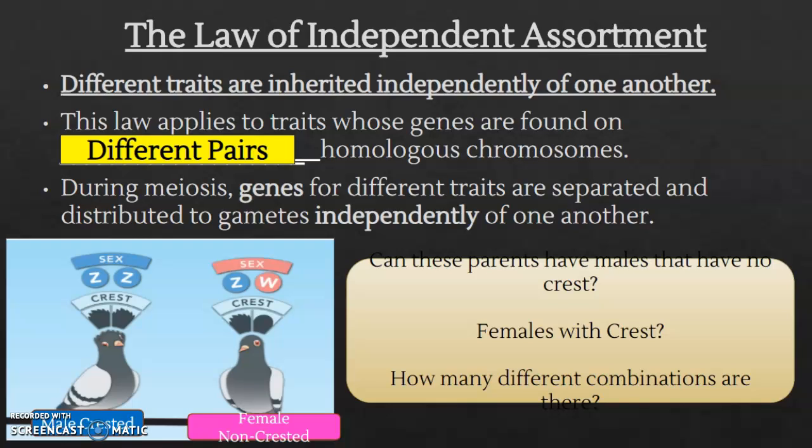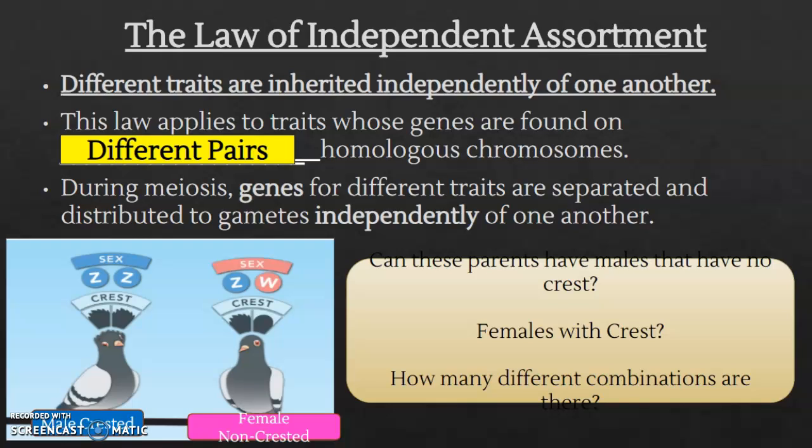Next, we're going to talk about the law of independent assortment. Now, independent assortment gives you a clue what's going to happen with traits that are inherited. So basically, different traits are inherited independently of one another, meaning that one trait has nothing to do necessarily with another trait. This law applies to traits whose genes are found on different pairs of the homologous chromosomes.